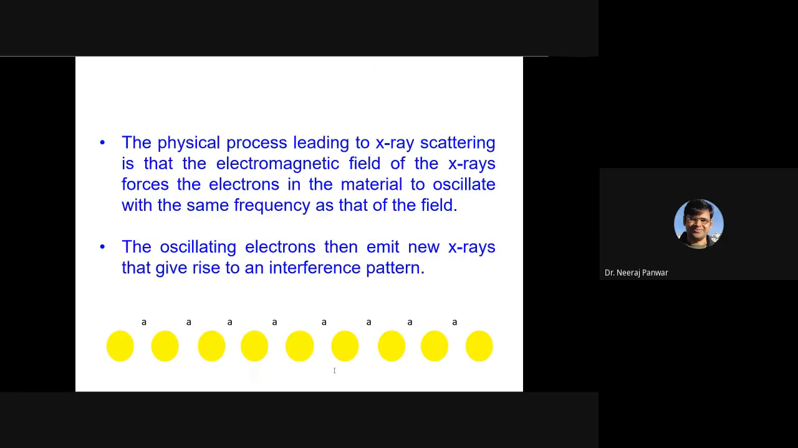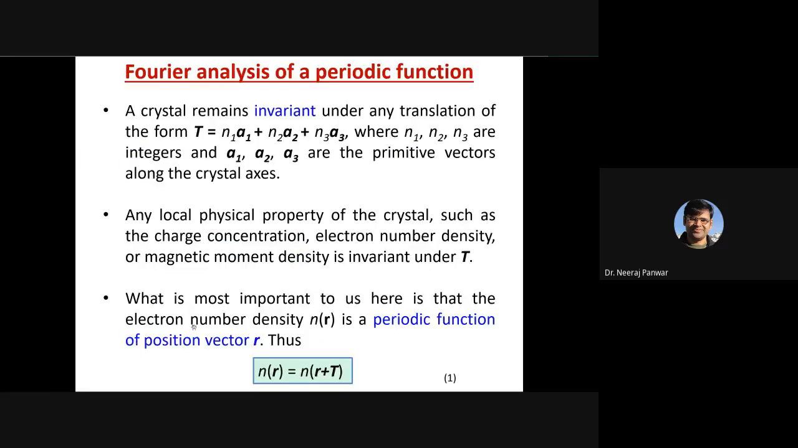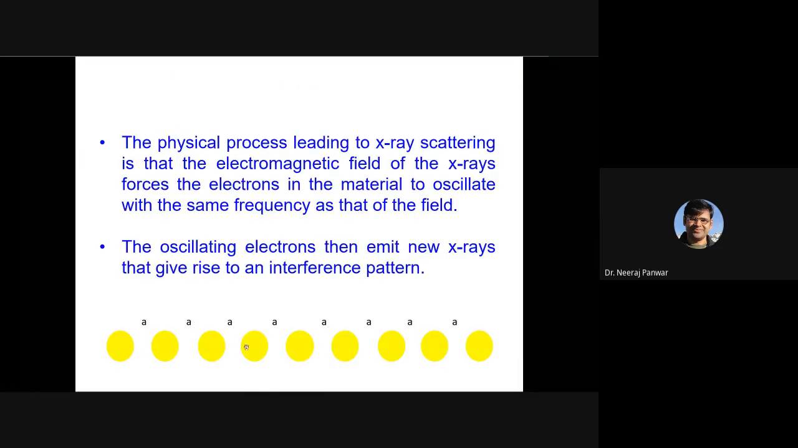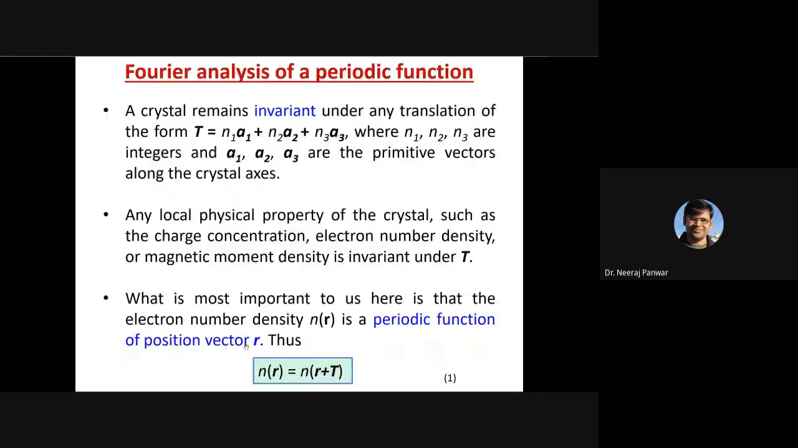So whatever electron density I see here, if I translate by, let's say, 4a, the same should be visible, the same should be seen here. Then we say the electron number density is translationally invariant.